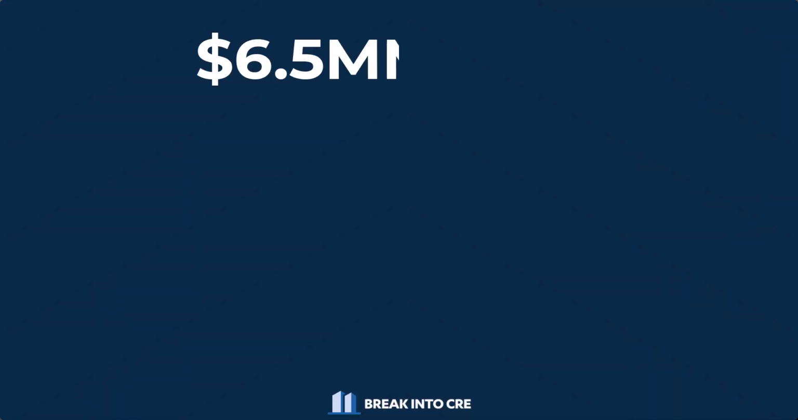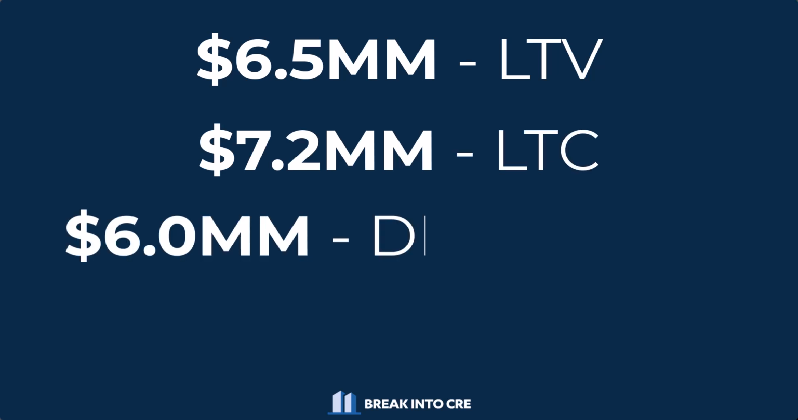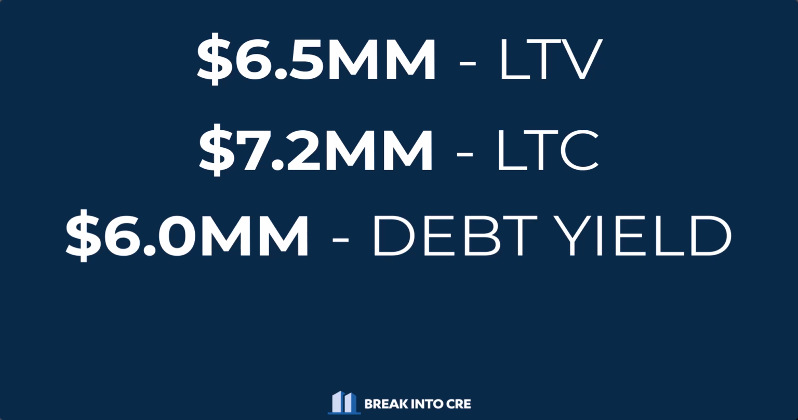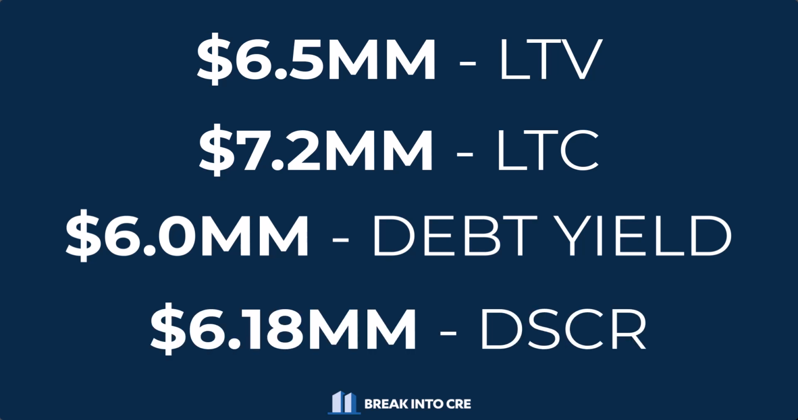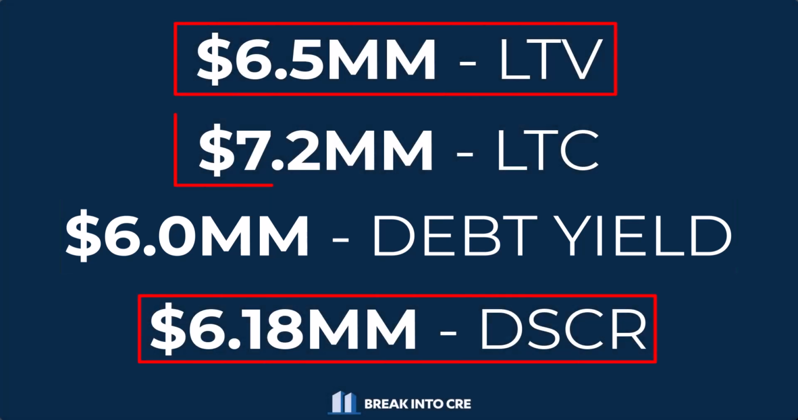Now, the way a lender will ultimately use each of these loan amounts together is that they'll take the minimum total figure among all of these constraints. So in this scenario, with a maximum loan amount of $6.5 million based on our LTV constraint, $7.2 million based on our LTC constraint, $6 million based on our debt yield constraint, and $6.18 million based on our DSCR constraint, our maximum loan amount on this deal would be $6 million in this case, even though the DSCR, LTV, and LTC constraints could actually support higher loan amounts.